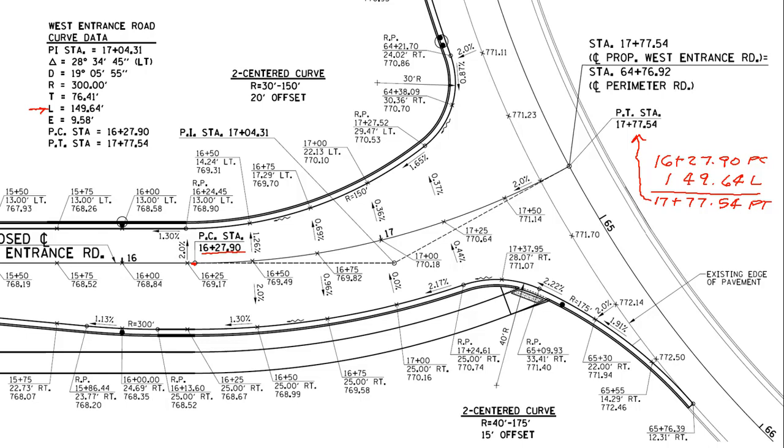The one different thing is that we need to know what the station is on the PI, which is the intersection point of the two tangents. We need to determine that station so that we can lay it out.